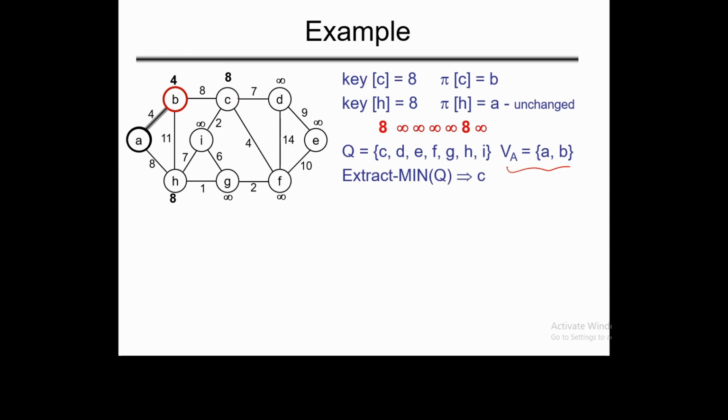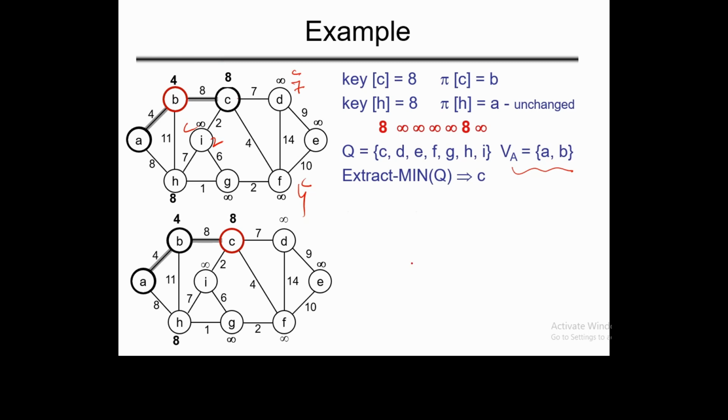So let's suppose the minimum is extracted as C, and the neighbor nodes of C which are not in this vertex set will be modified. That is D, that is I, that is F. Okay, so the key of D becomes 7, the key of F becomes 4, the key of I becomes 2, and the parent of each of these becomes C. So it is like this. C will be added.